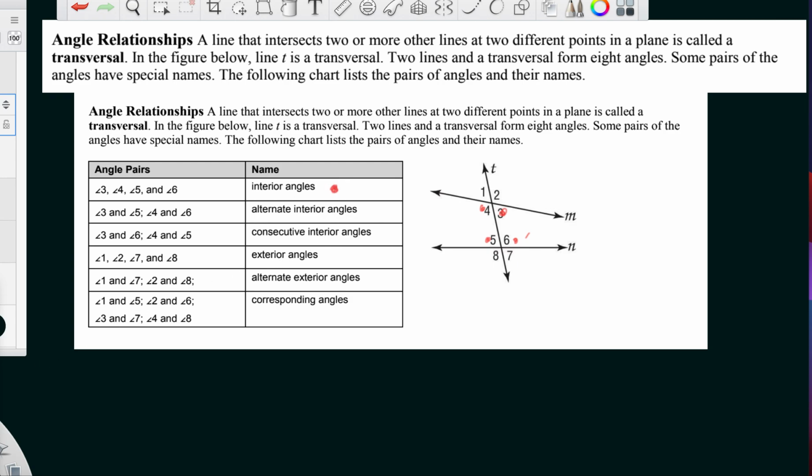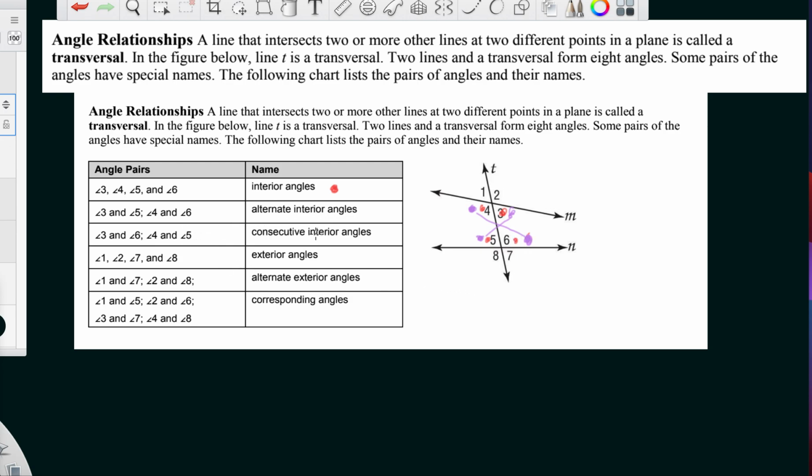So interior, we'll call that the red look. Now we'll go to purple, and we'll talk about the alternate interior, right? You have your transversal here, so you have an interior angle, and it matches up across the transversal. So 4 and 6 are alternate interior angles, and 3 and 5 are alternate interior angles. And they go together, so I'm going to connect them with lines, okay?